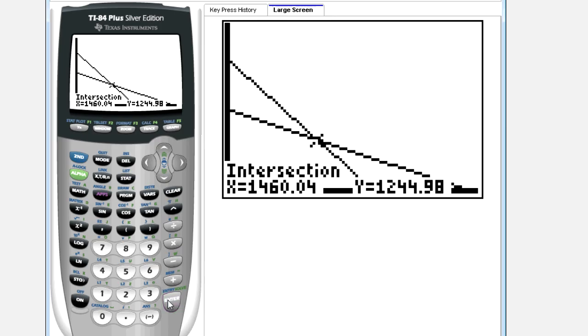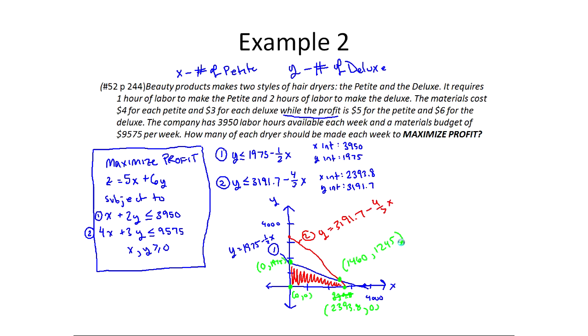So I go to second, calc, number 5. This time, since there's only 2 lines, I can basically enter through everything. And I get this point as 1460, comma, let's say 1245, we'll round. So the maximum value occurs at one of these points, and so it could be at this point, it could be at this point. Most often it's going to be at this outer point, but it actually depends on the situation, so you shouldn't assume that that's the case.